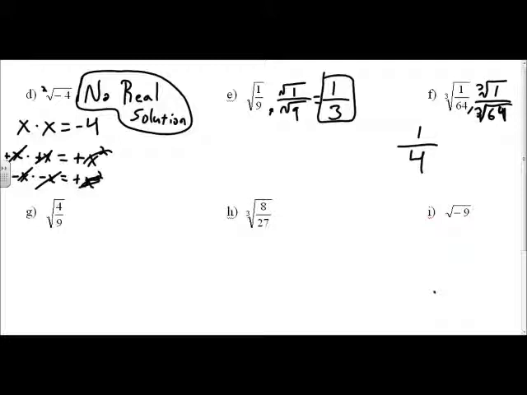And if we wanted to check that, we would say that 1 over 4 times 1 over 4 times 1 over 4, because that's the same as 1 over 4 cubed, equals 1 over 64. So this checks out, and 1/4 is our answer.